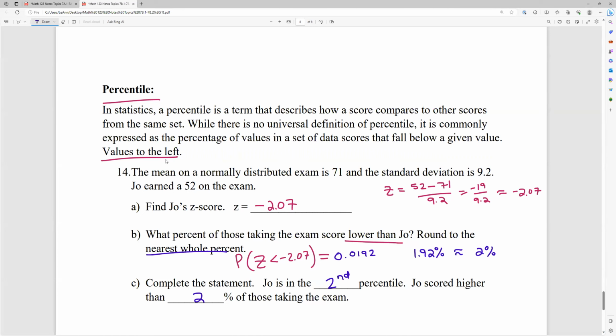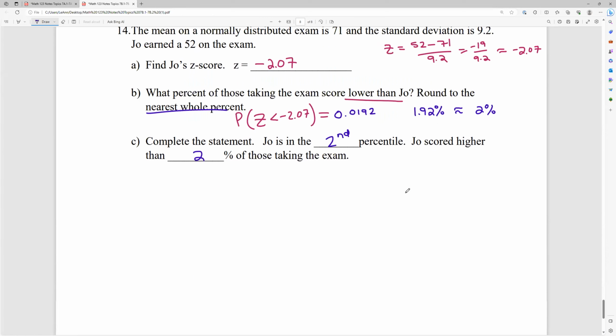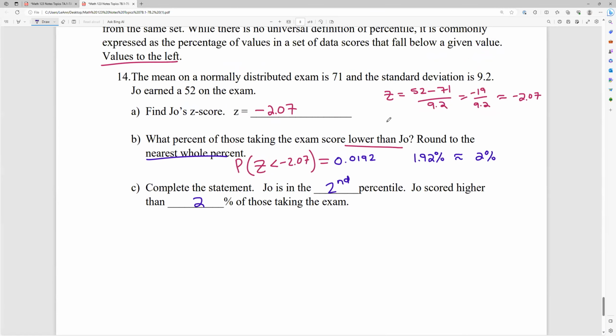So if she'd made a 92 on the test instead of a 52, she would have been in a way higher percentile. If she scored exactly a 71, she'd be at the 50th percentile. You end up getting 50th because you get 0 for your z-score. So a person who's exactly at the mean is going to be at the 50th percentile. 50% are below them, 50% are above them. All right, that is the end of this set of notes. I will get this posted for y'all right away.